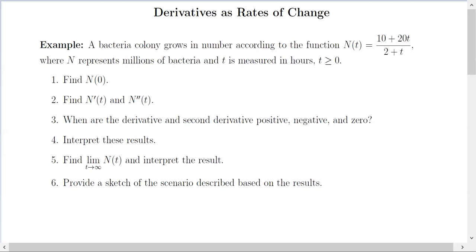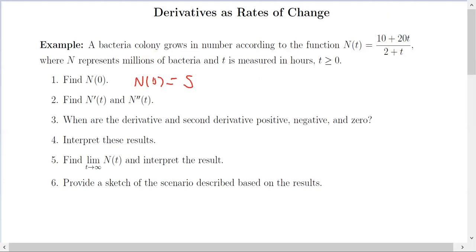Here we're going to look at a rate of change problem that's not a position, velocity, acceleration problem. What we've got described here is a colony of bacteria that's growing according to this formula, which represents millions of bacteria where t is measured in hours. So, for example, n of 0, which is the first question they ask, what you get is when you plug a 0 into that, you just get 10 over 2 or 5.